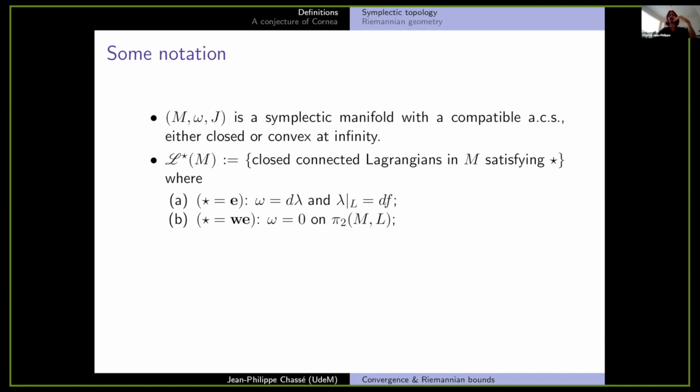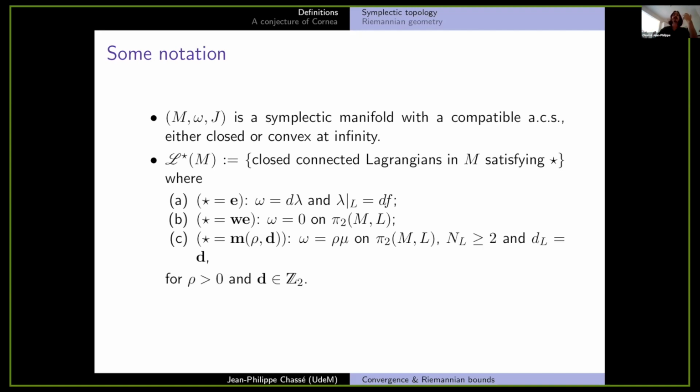It could also be all weakly exact Lagrangians, or it could be all monotone Lagrangians, but if you do that, you do need to fix a monotonicity constant and some mod 2 count of holomorphic disks. Okay, that's kind of details. What you should keep in mind is that whenever I write L star M, I'm meaning either all exact, all weakly exact, or all monotone manifolds.